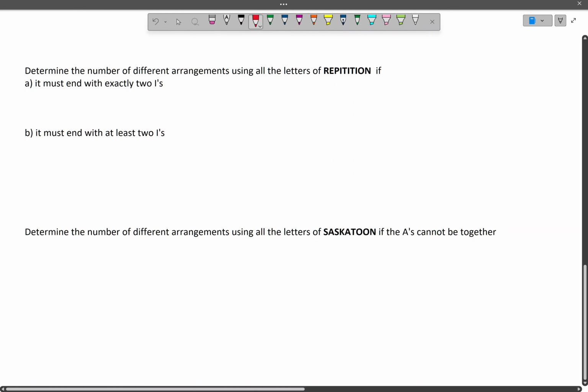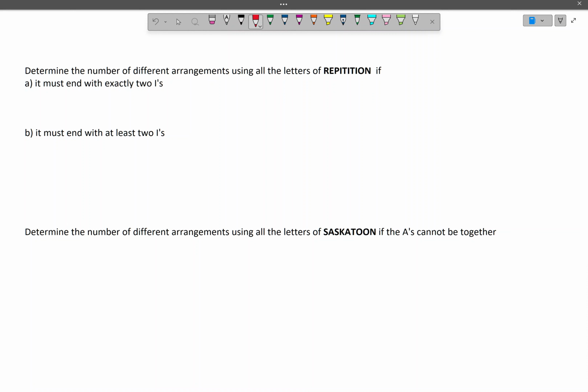Determine the number of different arrangements using all the letters, with repetition, if it must end with exactly 2 I's. Okay, so if it ends with 2 I's, what we're saying is, well, how many letters are there? 1, 2, 3, 4, 5, 6, 7, 8, 9, 10. There are 10 letters, so 1, 2, 3, 4, 5, 6, 7, 8, 9, 10. But these two are locked in as an I and an I.